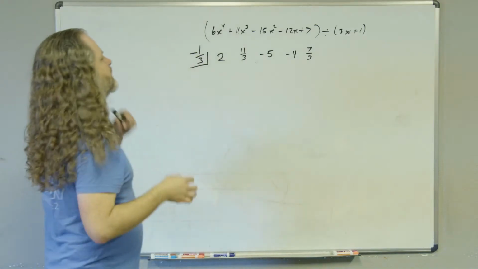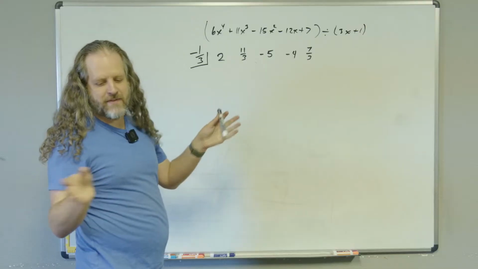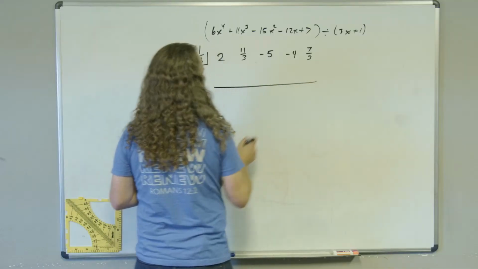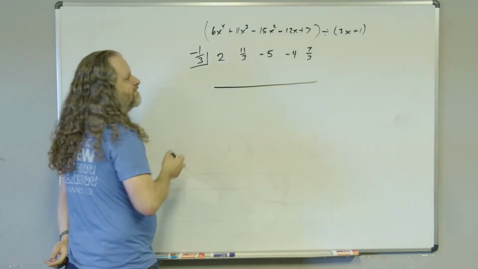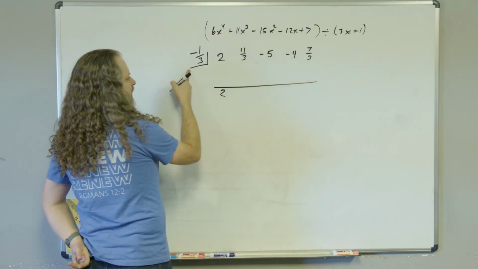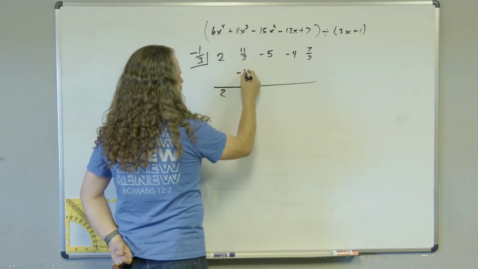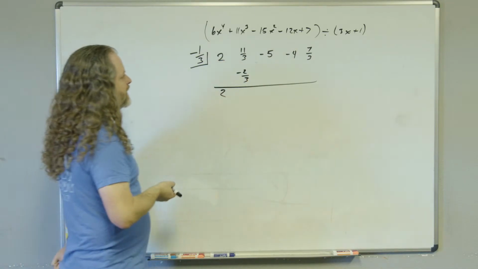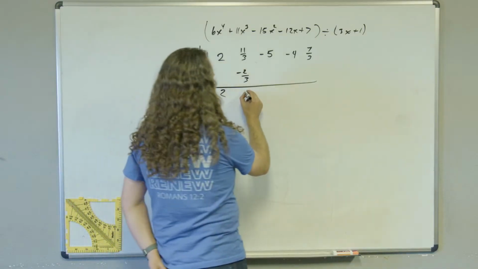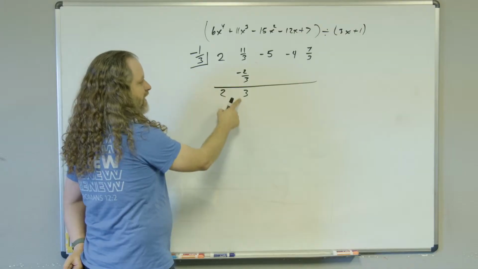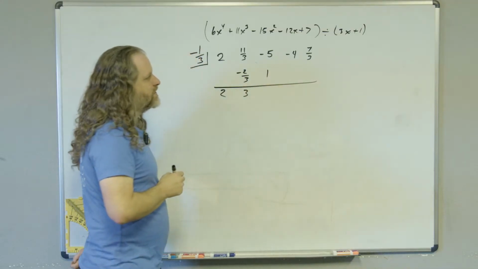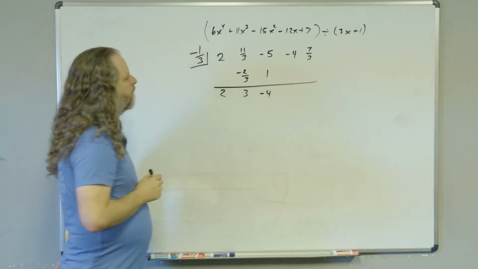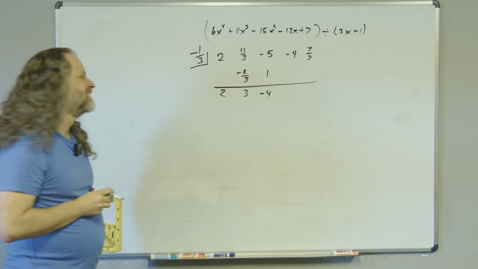That's exactly right. Now we do our normal synthetic division, just like we've always done. We've got fractions, but the fractions typically are not that big a deal on these. Bring down the 2. 2 times negative 1/3 is negative 2/3. 11/3 minus 2/3 is 9/3, which is 3. Negative 1/3 times 3 is 1. Negative 5 plus 1 is negative 4. And then negative 4/3. No, that's a lie.